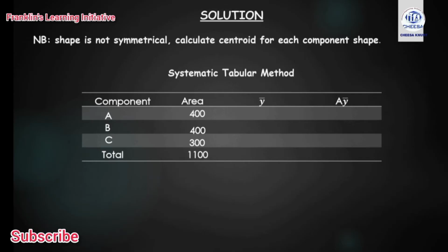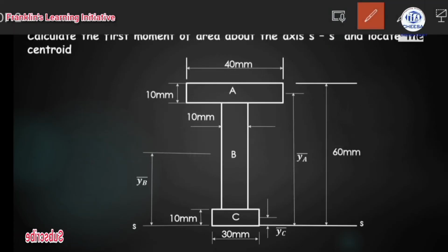Move on to calculate the distance of the center of each of the components from the axis SS. For the component A, half of its height is 5 mm, and the total height from its tip to the axis SS is 60 mm. This gives the distance of the centroid of A from the axis SS to be 55 mm.